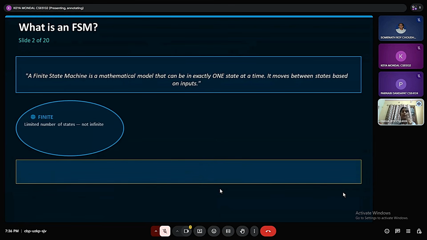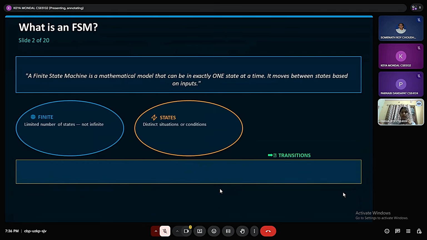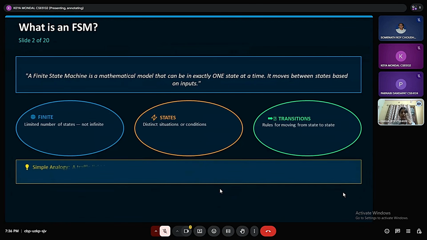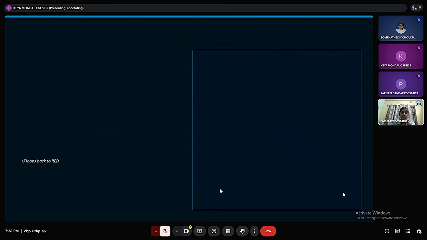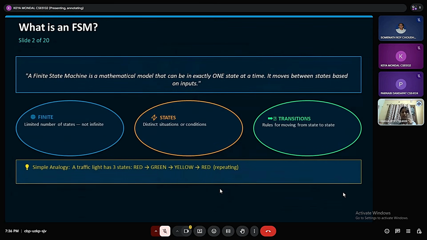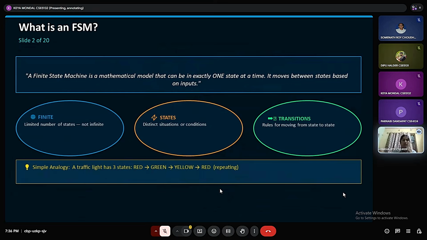It is a mathematical model that can be in exactly one state at a time. It moves between states based on inputs. In FSM, there can be multiple states, and each state is connected by edges. Here we are talking about the finite state machine. Here the number of states is limited, that is not infinite. That's why we can call it finite.